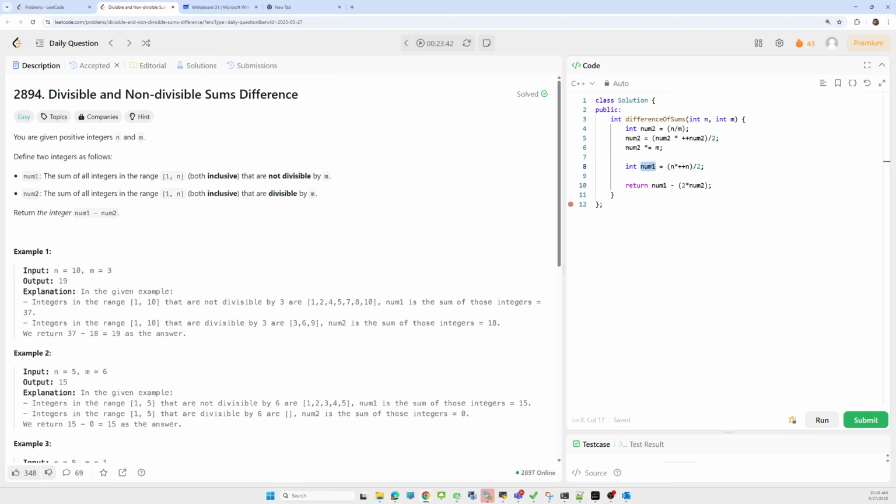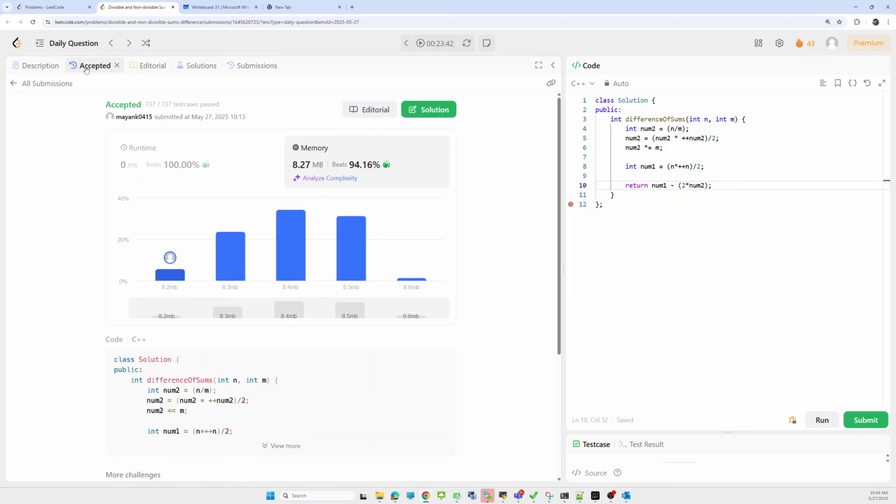Now we have to calculate num1. Instead of calculating num1 directly, we take the sum of all elements in the range 1 to n: n into n plus 1 by 2. Then we take the difference. In the answer we have to return the difference of num1 and num2, but this total already includes num2 once, so we have to deduct 2 times num2. This is already accepted and passed all the test cases.